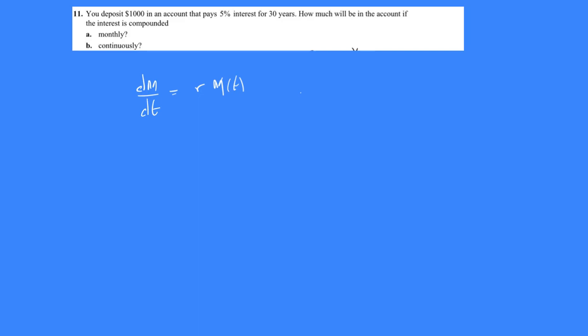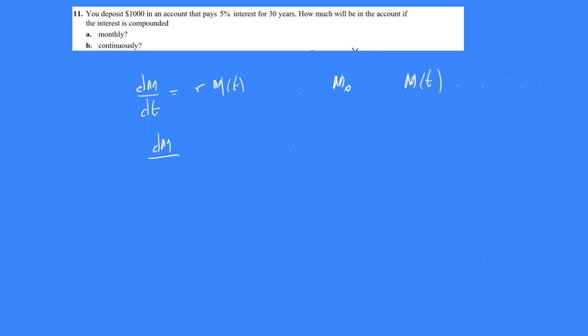When the slope is proportional and we start with a certain amount of money initially, and we want to know how much money we have after some time t, we need to solve this equation. What is the function whose derivative is r times m of t? To solve this equation, we make a separation of variables.